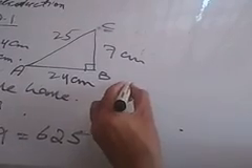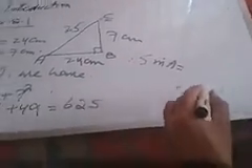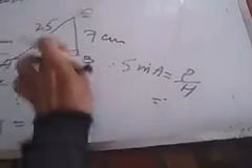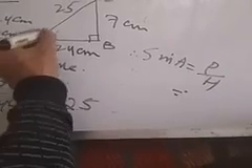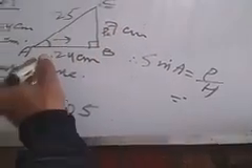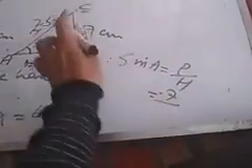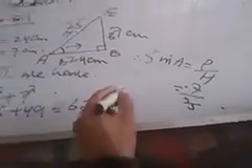Sin A equal to perpendicular by hypotenuse. The angle is A, so the opposite side is the perpendicular, and this other side is the base. Obviously this is the hypotenuse. Perpendicular 7 by hypotenuse 25. So you will get 7 by 25.